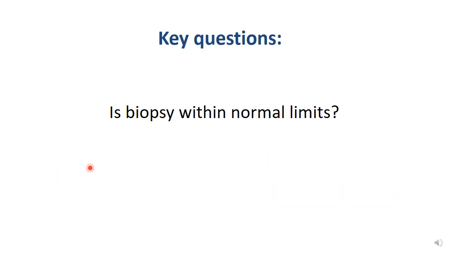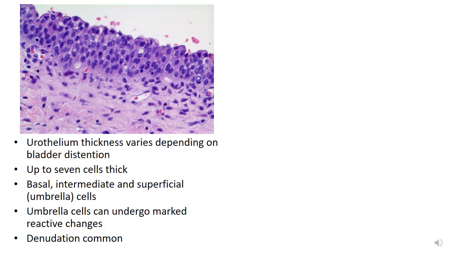My second question I always ask is, is the biopsy within normal limits? So if we look at the normal histology of urothelium, the thickness can vary significantly depending on the bladder distension. It can be up to 7 cells thick. Typically, urothelium, which has also in the past been referred to as a transitional epithelium, is composed of basal, intermediate, and superficial umbrella cells. Now these are typically cuboidal to polyhedral types of cells. Sometimes they can have a little bit of a columnar look to them.